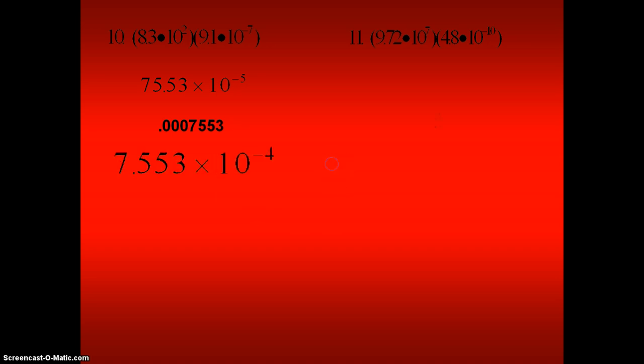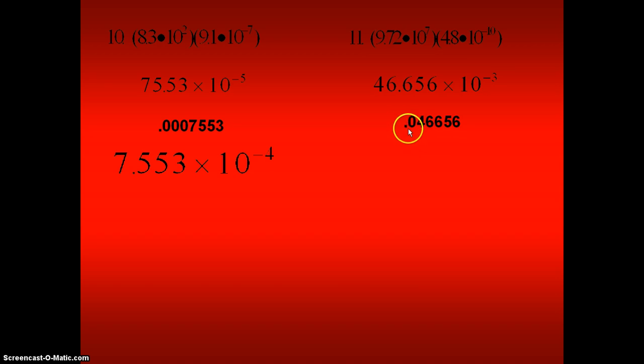Okay, now number 11. You're going to multiply your first two numbers, keeping the base of 10 the same, and then adding those exponents. You're going to get 46.656 times 10 to the -3rd power. Put this number into standard form. It is not in scientific notation form right now, so we're going to switch it.